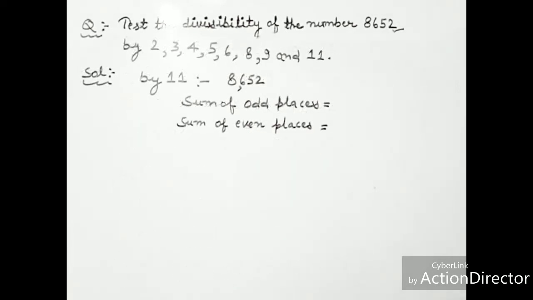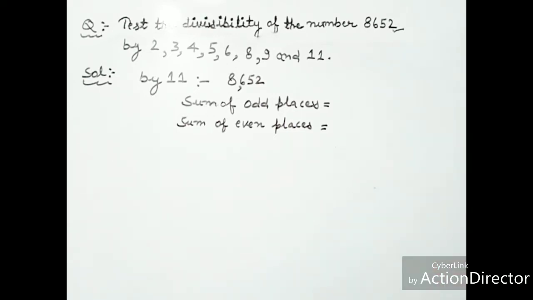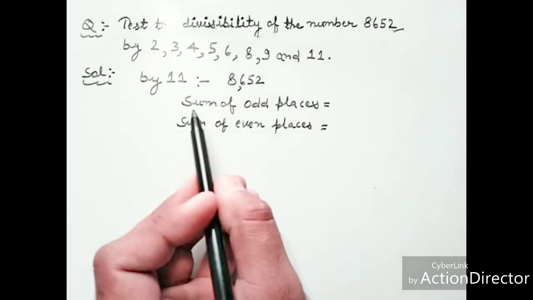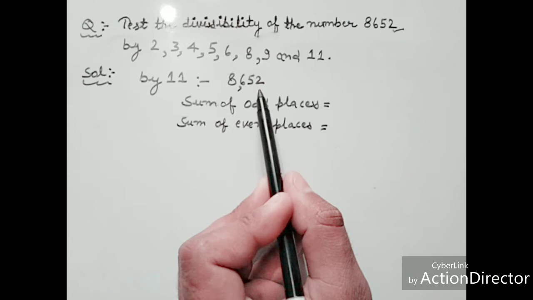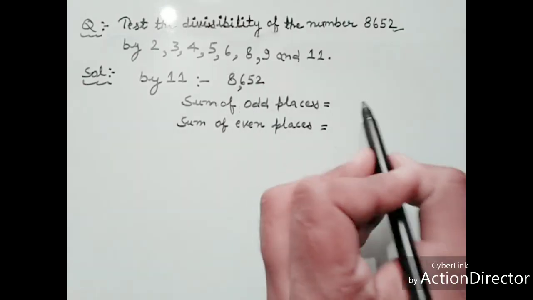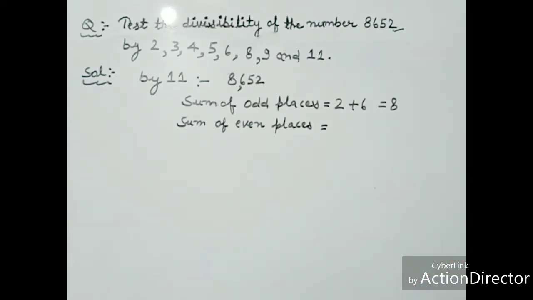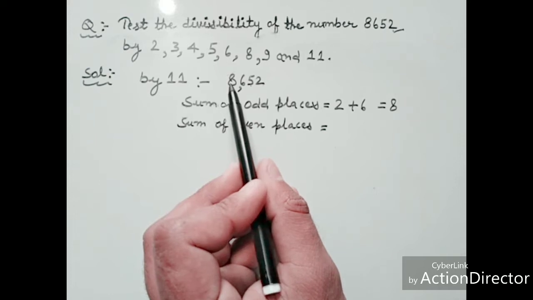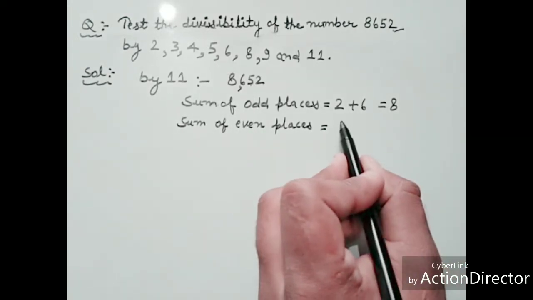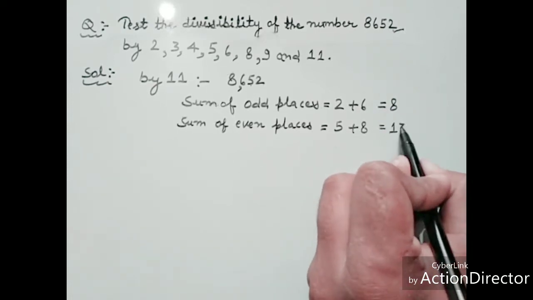Now we check the divisibility of the number 8652 by 11. So first we add digits in odd places. 2 is in an odd place and 6 is also in an odd place. So we add 2 plus 6, we get 8, and then 5 plus 8, we get 13 here.